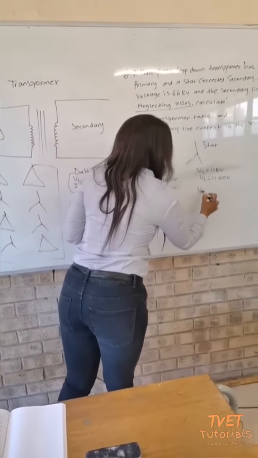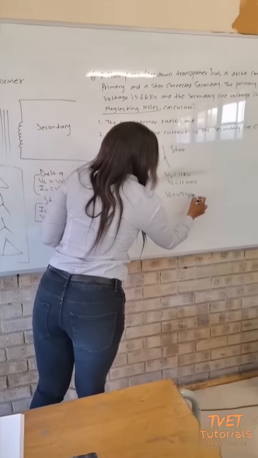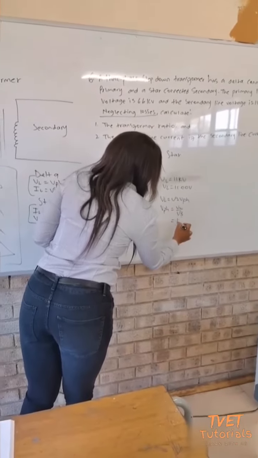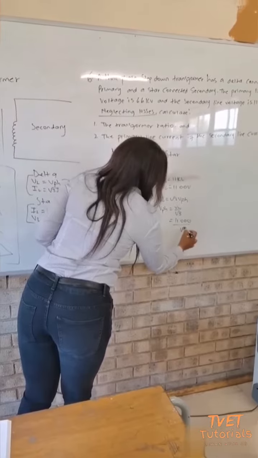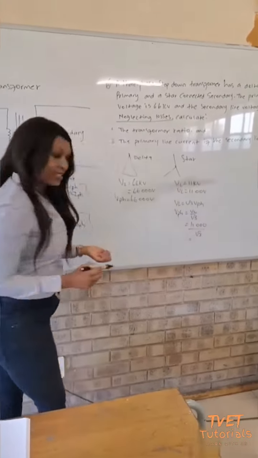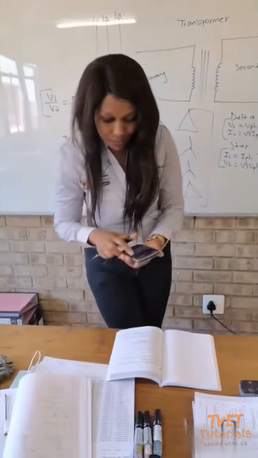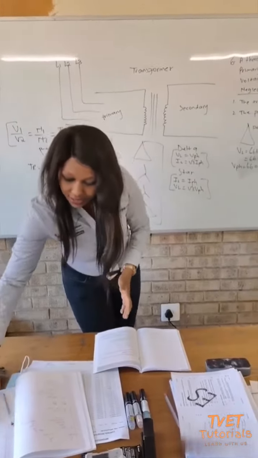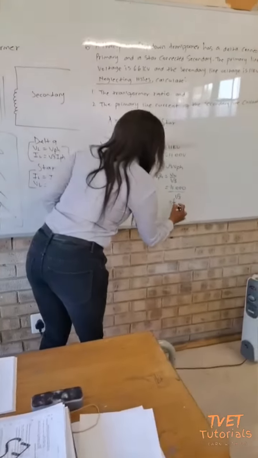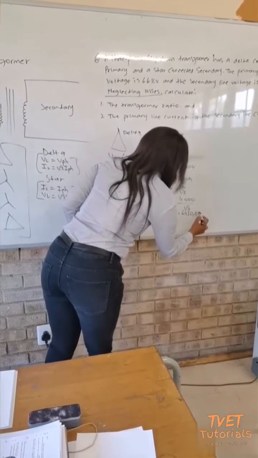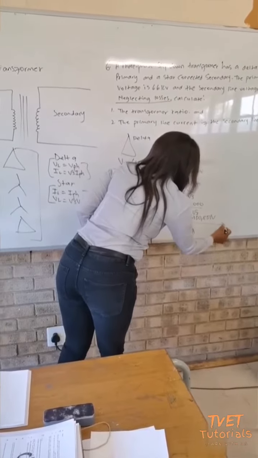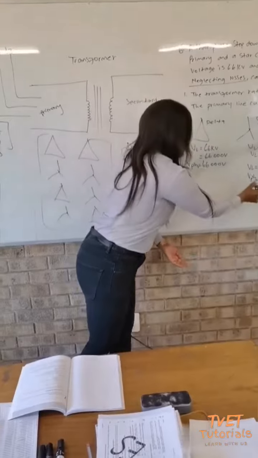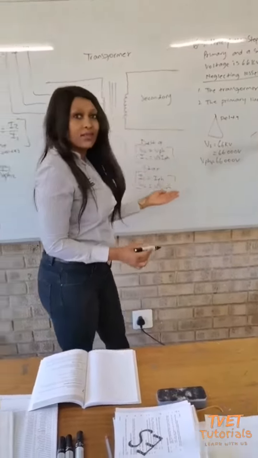So on this side, V line equals the square root of 3 times V phase, meaning our V phase will be V line divided by the square root of 3, which is 11,000 divided by the square root of 3. That gives us a total of 6350.853 volts.